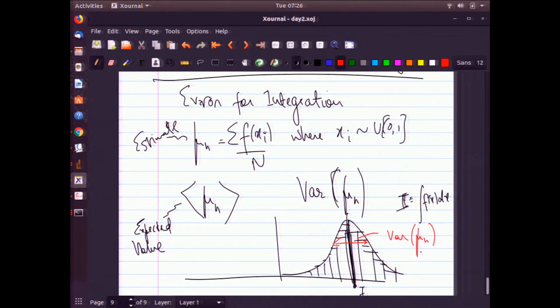Now, if you have a biased estimator, what will happen? You will still get some Gaussian distribution, but the mean will not be I. And there's the bias, right? So this is the bias. However, you may be able to design a biased estimator with very low variance.